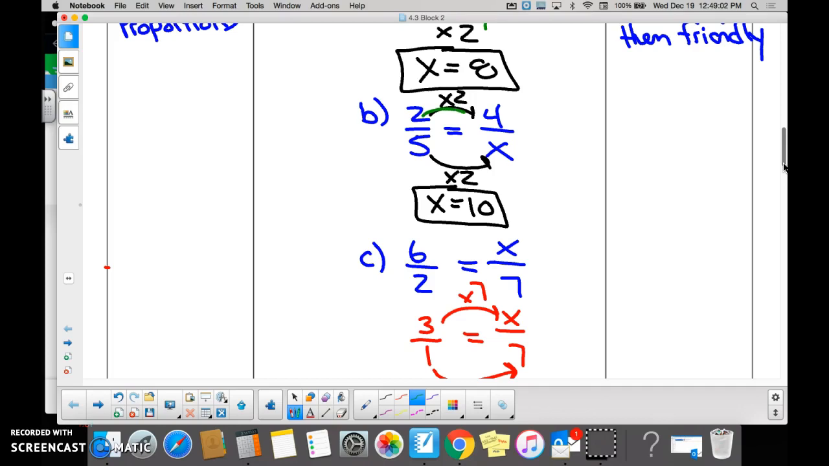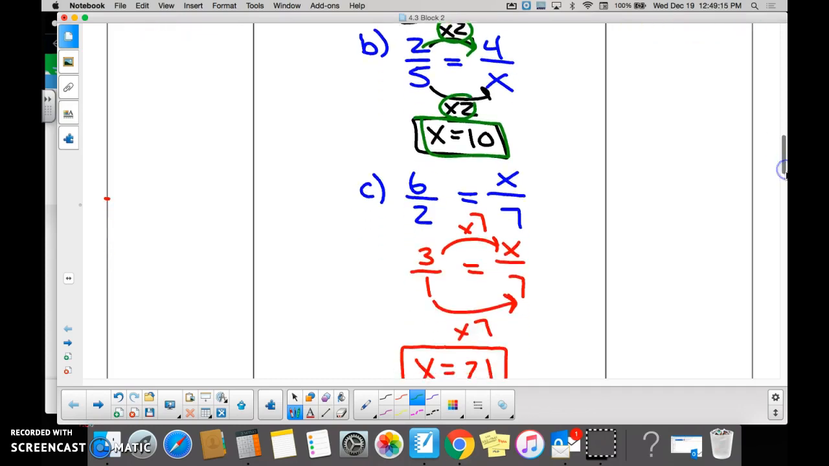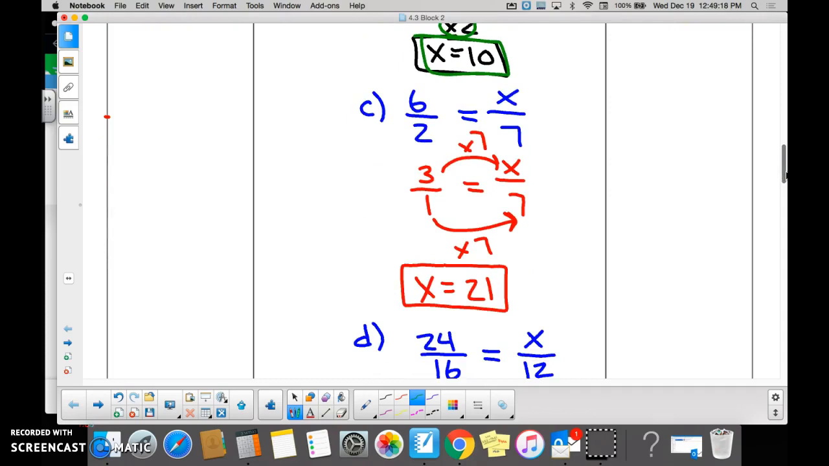We're trying to go from 2 to 4, right? Can we easily go from 2 to 4, you guys? Yes. What do you multiply by? So multiply by 2, multiply by 2, you get 10, done, right? Okay. C. Is it super simple to go from 2 to 7? No. So because we don't have friendly numbers, we automatically think we should try to reduce. And when we reduce, we got 3 over 1, right? Now is it easy to go from 1 to 7? Yes. Because we multiplied by what? 7. Good deal.